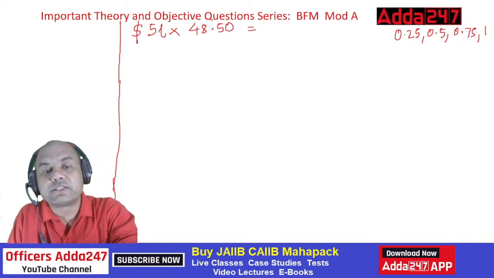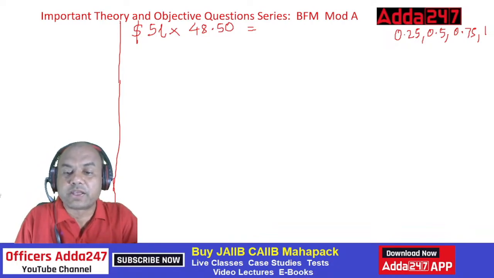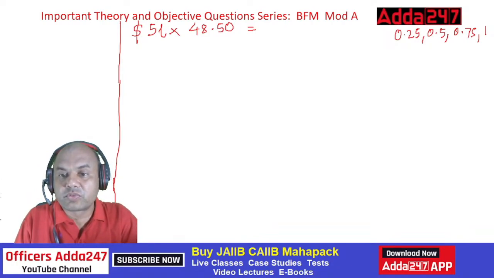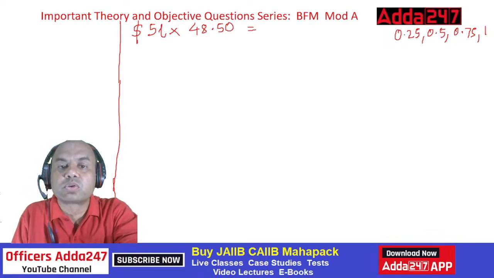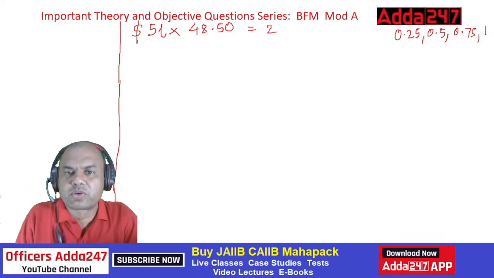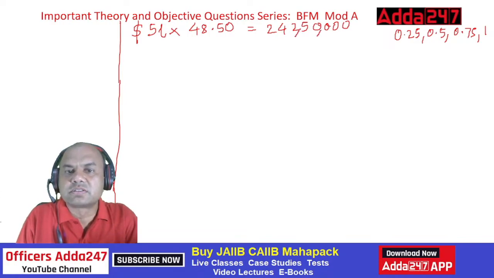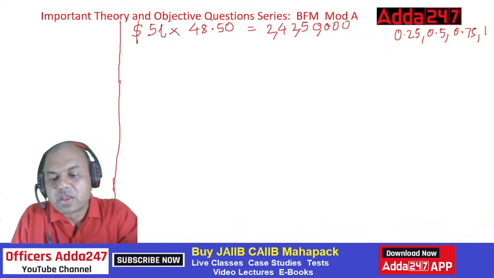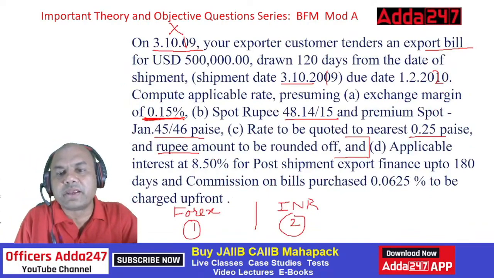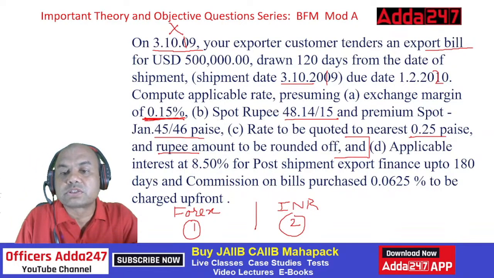So now multiply this, get the answer. 5 lakhs into 48.50. What is the answer you are getting? 5 lakhs means 5 zeros, 1, 2, 3, 4, 5, right? Into 48.50. So it is 24, 25 and 4 zeros. Means 2 crores. Now crores is very difficult. 24, 25 and 4 zeros, 1, 2, 3, 4. Okay. So this is 2 crore 42 lakhs 50,000. This is the amount to be given to the client. Okay. Now this dollar problem ends over here. Now you have to focus on INR.